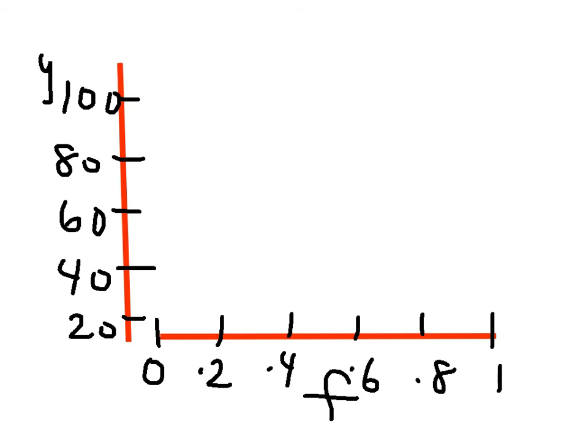And now I'll plot my observations. The smallest observation was 30, and the fraction was 0.1, and there would be a dot here. Next one is 42 and 0.3. Next one is 77 and 0.5. Next one is 80 and 0.7. And last one is 90 and 0.9. And so this is my quantile plot.